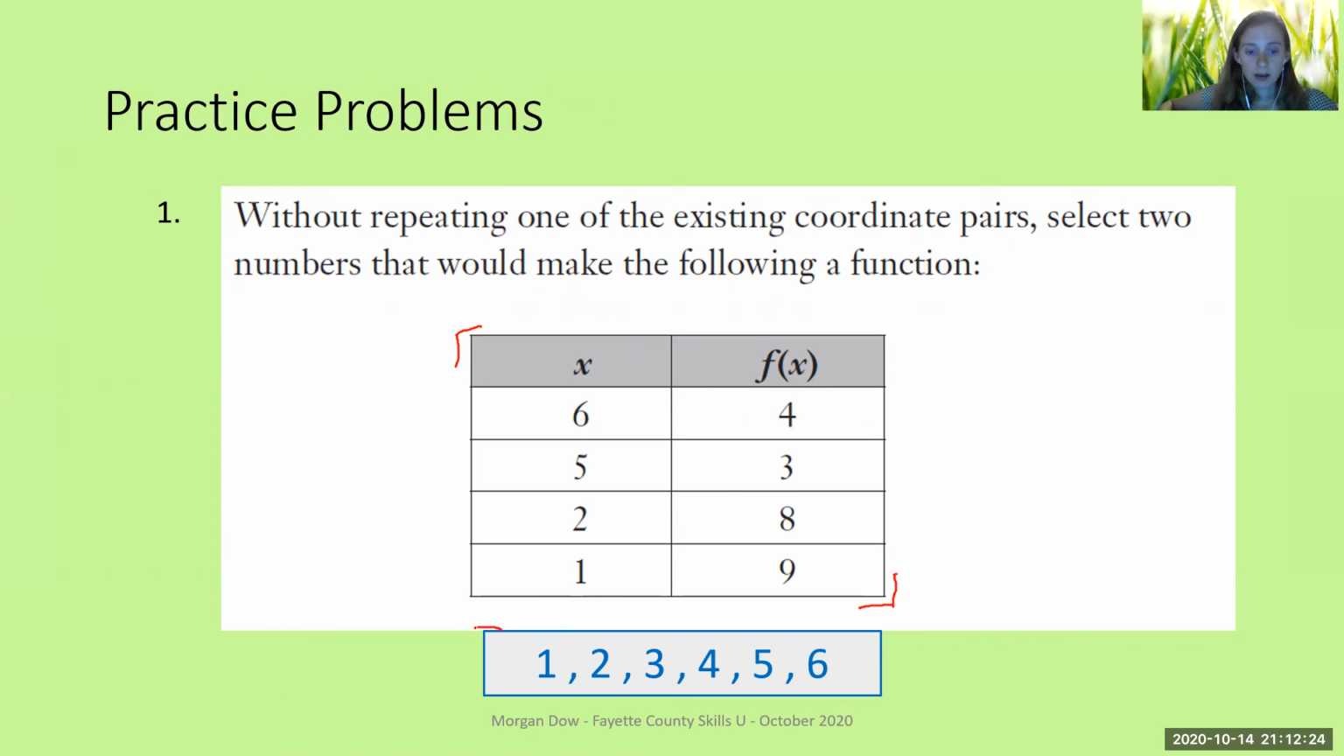I want to pick from this list of numbers. I want to come up with a pair of numbers that I could add to this table that would keep it a function.